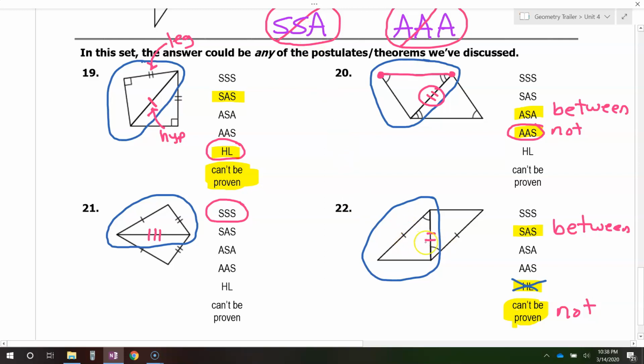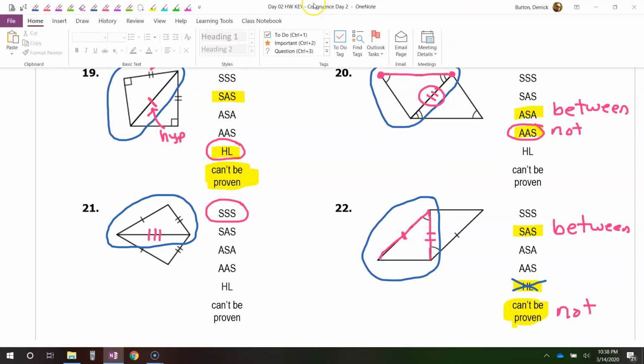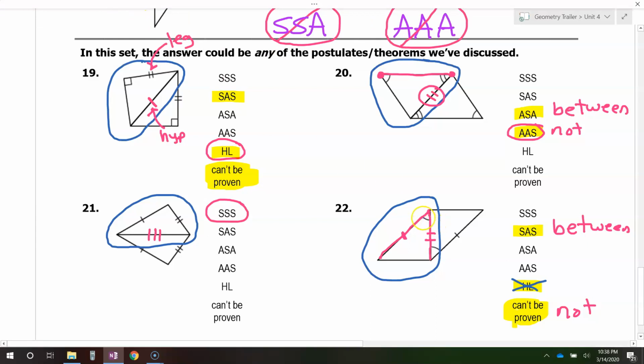So, is the angle between the two sides? Highlight the sides. All right, here we have a side here that is marked. All right, and we also have a side right here. Where do they meet? Well, notice that they meet right here, and that is the marked angle. So that means that the marked angle is between the two sides. So that means we have a side-angle-side situation.